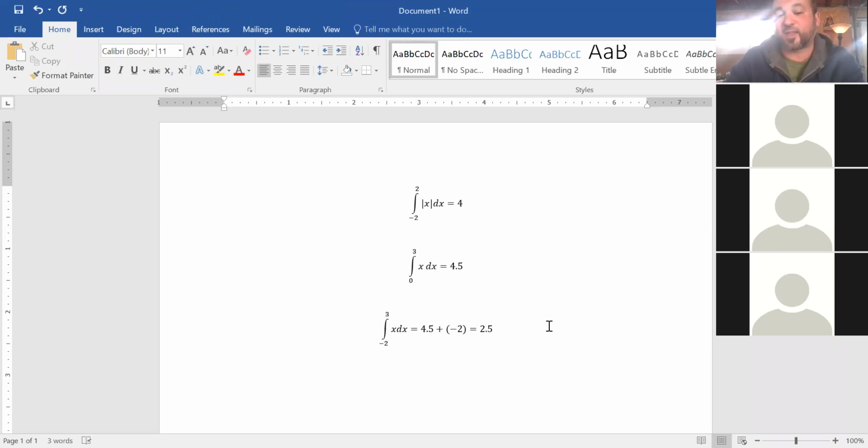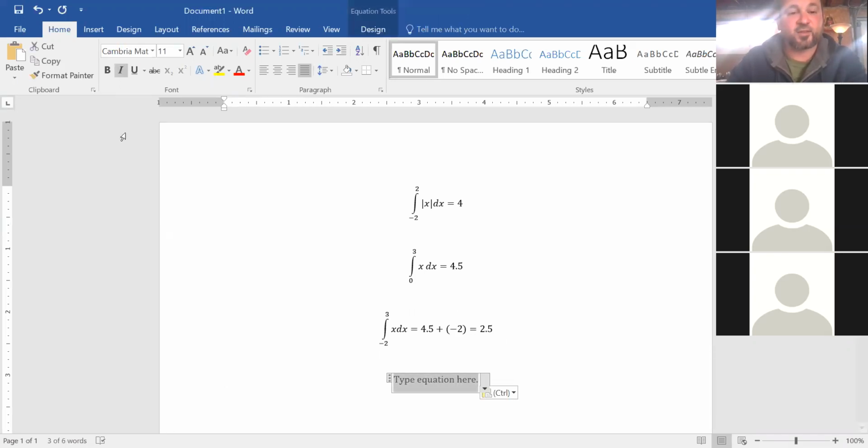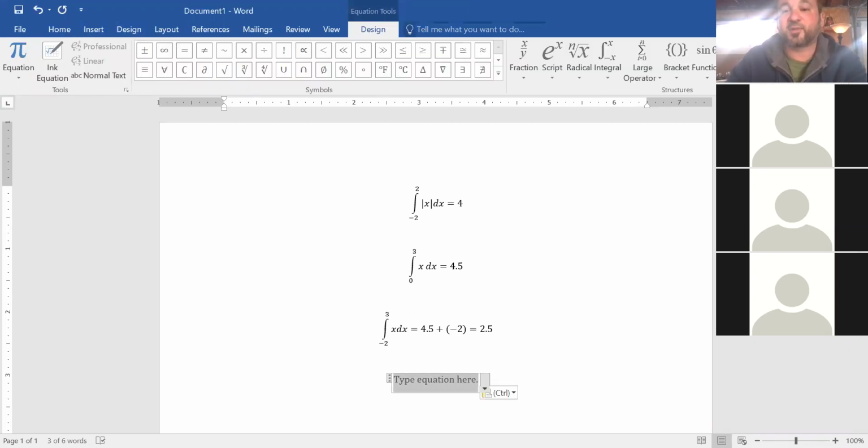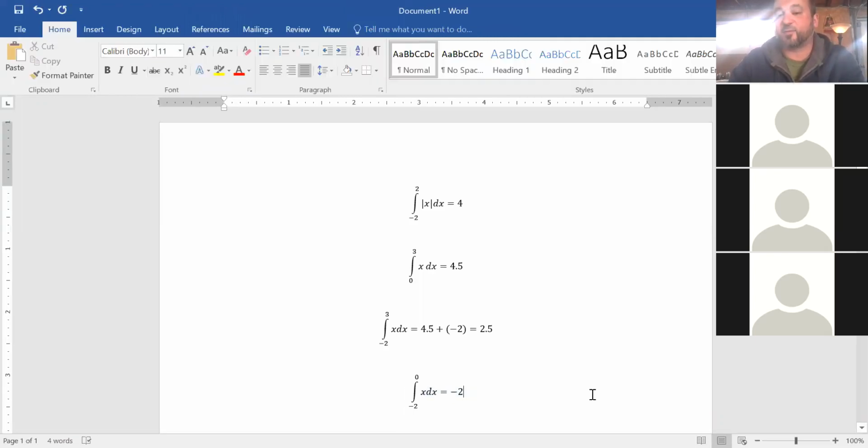So let me explicitly write that out, in case this helps. The integral from -2 to 0 of x dx was equal to -2, because the space you were measuring was below the x-axis. And so that's what makes it negative. Let's try some other ones.